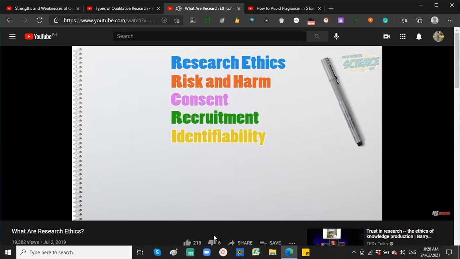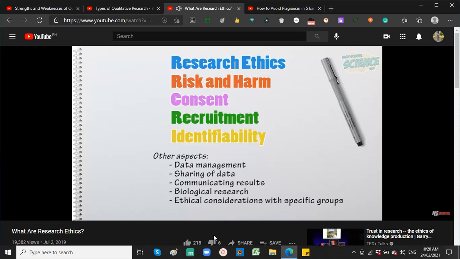That gives you a very broad overview of the main things you need to be mindful of when you're doing research involving people. Some other things that the standards cover that I haven't really gone into include data management, sharing of your data with other researchers, and communicating your results to your participants and other third parties. The standards also include a whole chapter on biological research, as well as another chapter on ethical considerations that apply to specific groups of people.